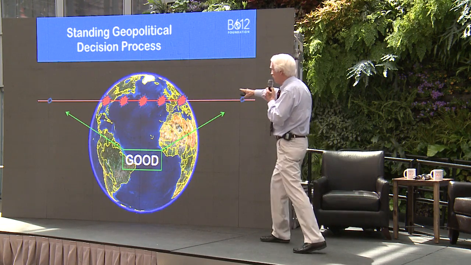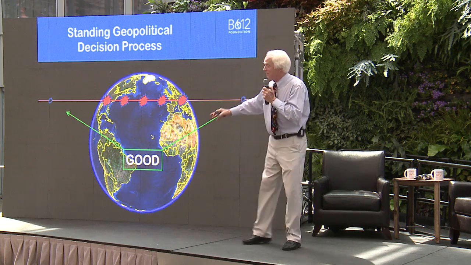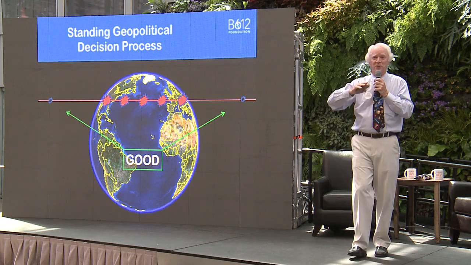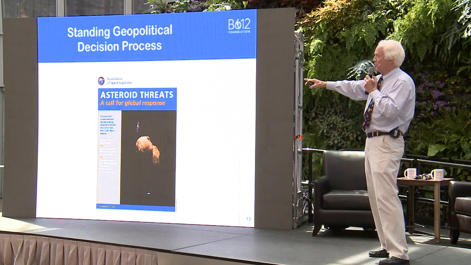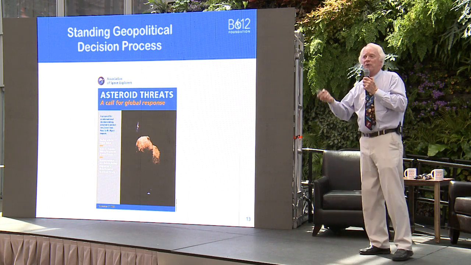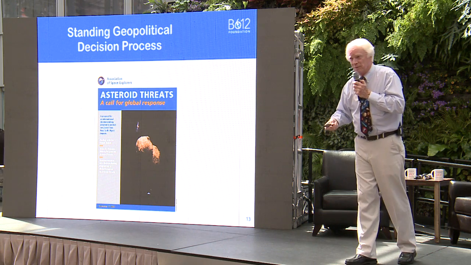If any of those red ones obviously are a bad result, that's what you want, is a good result. You don't care whether it arrives early or whether it arrives late. You don't want it to arrive in 8 minutes. How do we make this geopolitical decision?